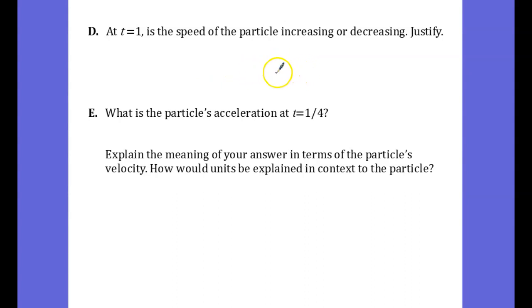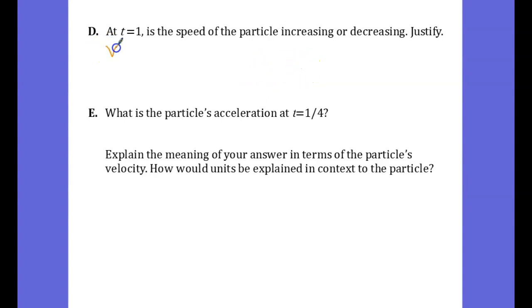Now, if the object is traveling to the right and we push it to the right, its speed is going to increase. But if the object is moving to the right, it has a positive velocity, and we push it to the left, it has a negative acceleration, the speed is going to decrease. It's going to slow down. So what we're looking for here are times when the velocity and the acceleration have the same sign.